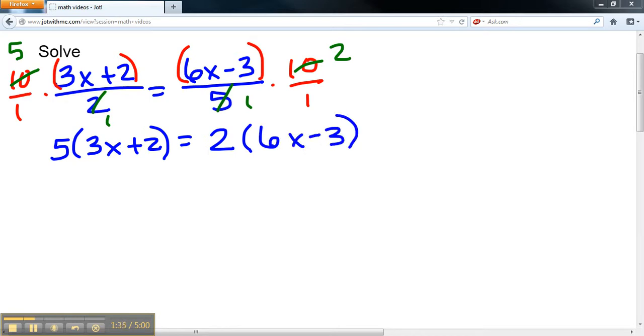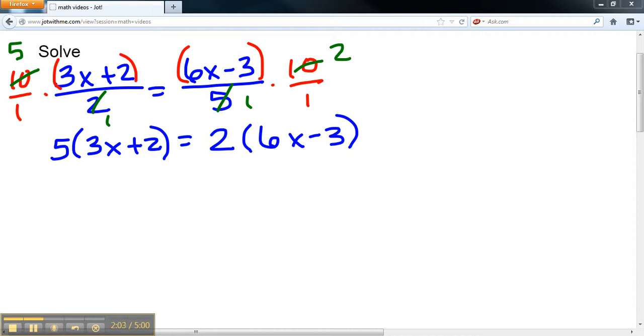And you may wonder why I wrote the 2 first. Multiplication is commutative, which means 6x minus 3 is one thing being multiplied, and 2 is the other thing being multiplied. I can change the order that I write them. That's the commutative property of multiplication. And it just makes it easier. It looks like we're used to having it look.